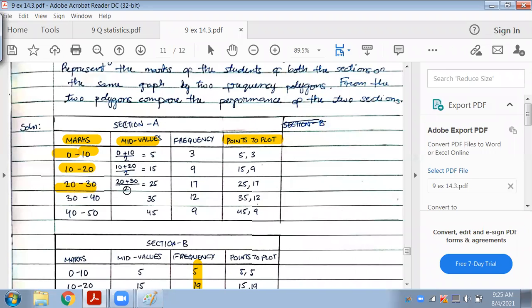Again, the third mid value will be what? 20 plus 30 by 2. 20 plus 30 is how much? 50. 50 by 2 is how much? 25. Then we can find for the fourth one and fifth one. But after finding three of them, we can directly write for the fourth and fifth.